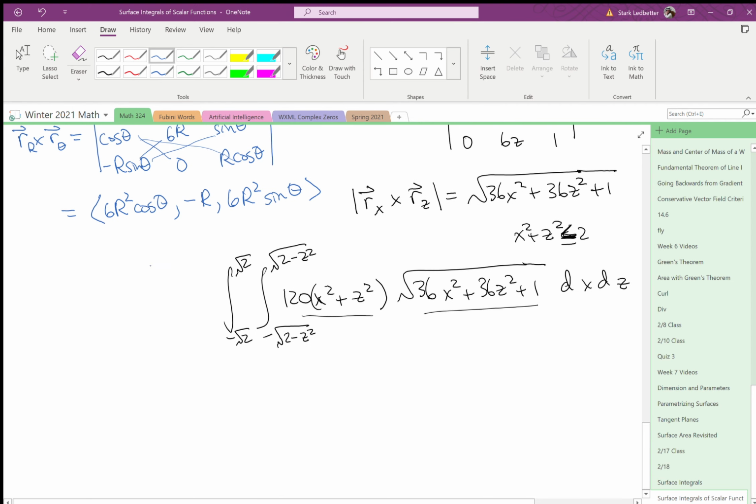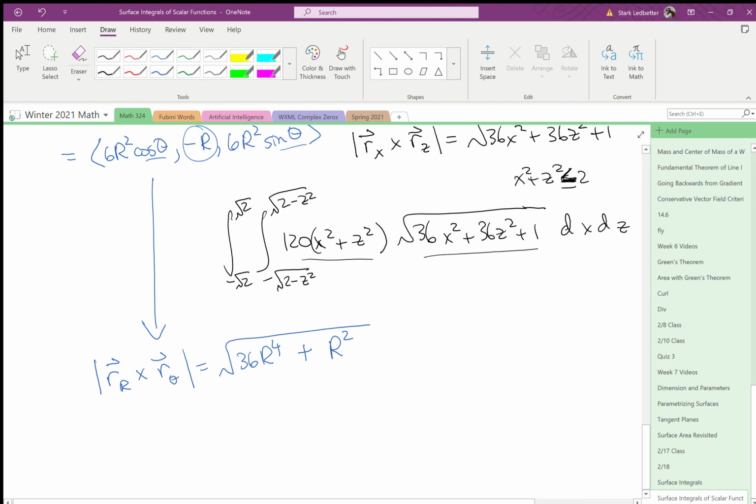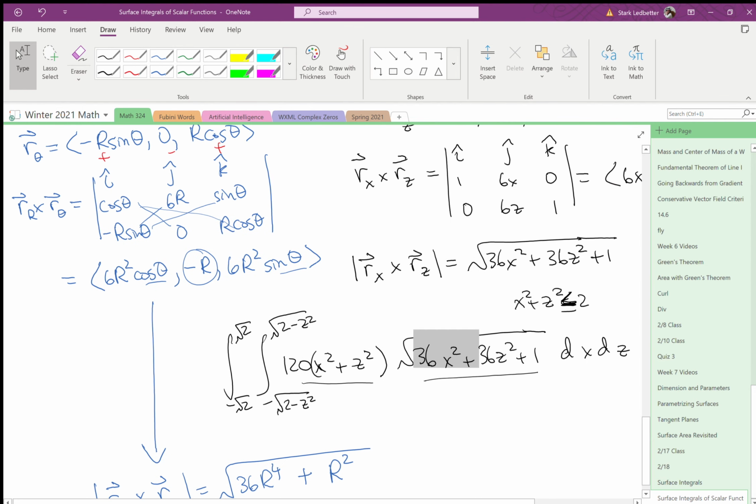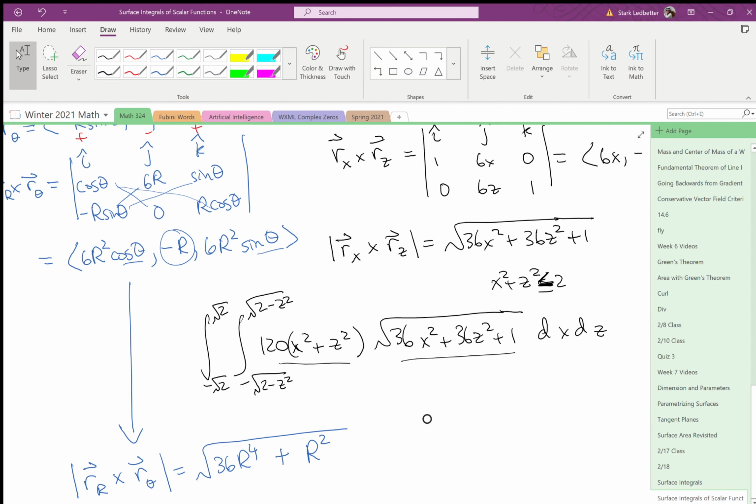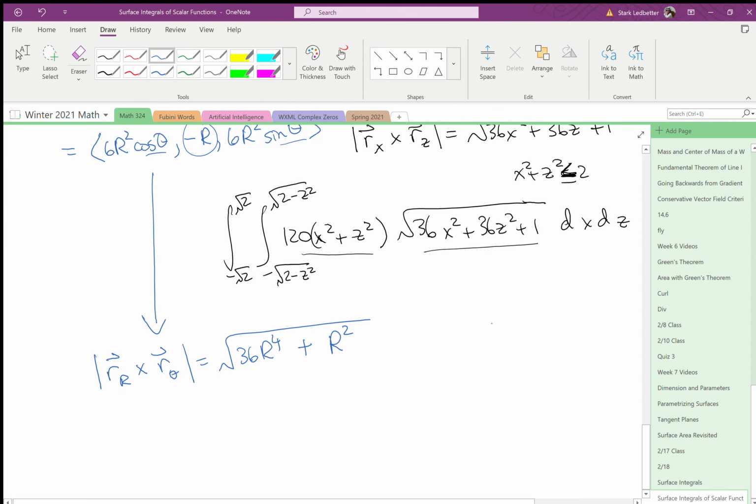Okay, maybe I'll go down here for more space. So then the magnitude of r sub r cross r sub theta is going to be the root of, this is actually going to be 36r to the 4th, sine squared theta plus cosine squared theta is 1, plus, and then it'll be that, so r squared. A little weird. And then we're going to keep, so the region, again, it was a circle of radius root 2, so r is going to be from 0 to root 2, and then theta is going to be from 0 to 2 pi.